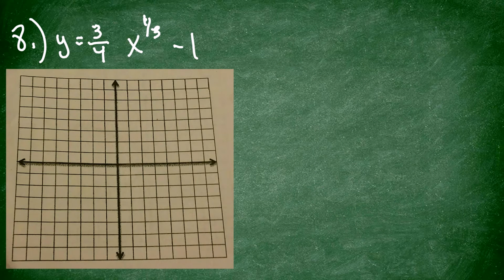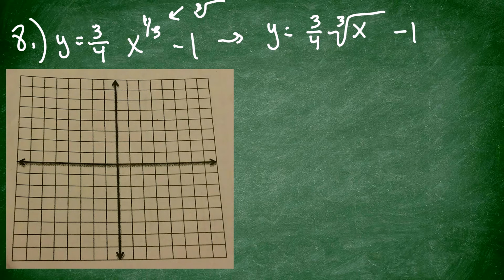Alright, number 8, we have y is equal to 3/4 x to the 1/3 minus 1. So right away you're going to want to rewrite it. Remember that 1/3 is a fancy way to say cube root. So I rewrite this as y equals 3/4 is outside because it's not in parentheses. So it's 3/4 times the cube root of x, minus 1. So when I do my h and k, there's no h because there's nobody in the jail with x, so h is 0, k is negative 1, and you might want to find a to be 3/4.